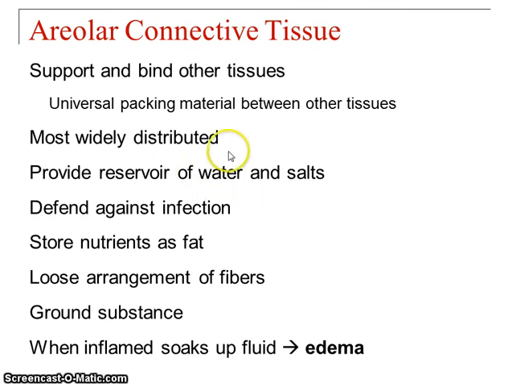There you've got water and salts, you've got white blood cells, you've got fat cells, you've got lots of fibers, and they're very loose in arrangement. There's lots of spaces between them. The ground substance here is water and salts, and when you have inflammation, lots of extra water goes in there, and that's where you get swelling or edema.